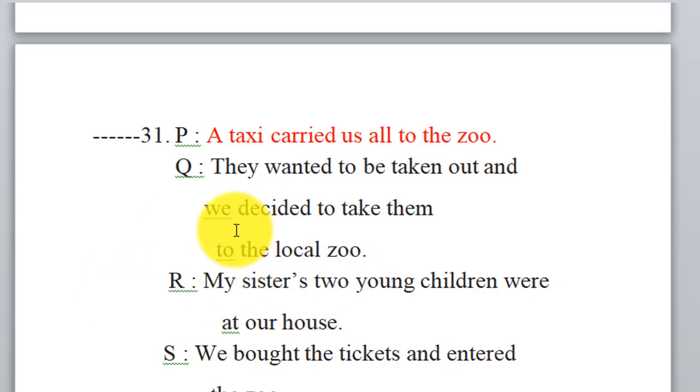And then they wanted to be taken out. Very good, that is the cue. Then we brought the tickets and entered the zoo. A taxi carried us all to the zoo. So the answer should be A. Very easy.